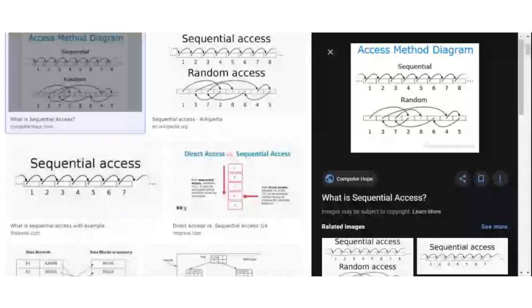See, with the direct, the information is obtained randomly. You don't have to follow any procedure. And the direct access is even faster than the sequential. The sequential follows one after the other, one after the other.